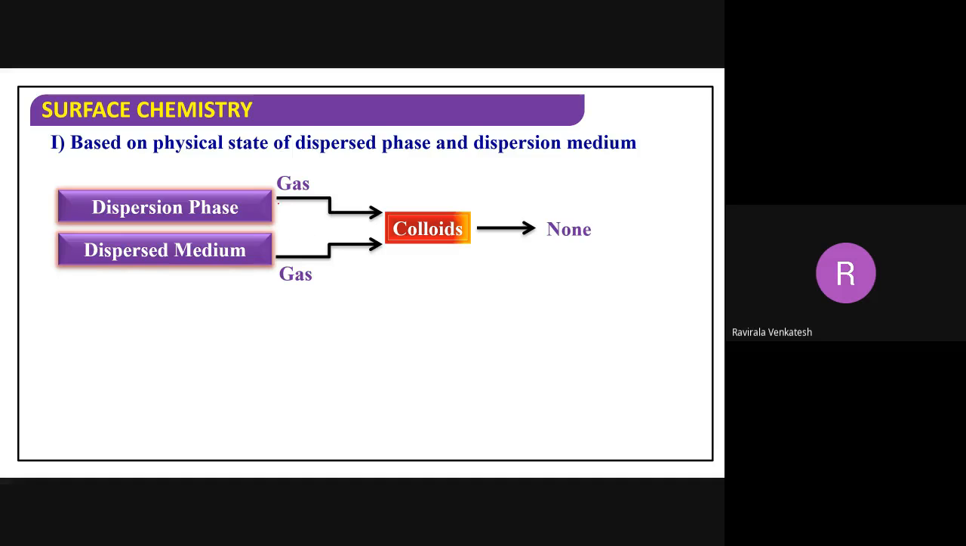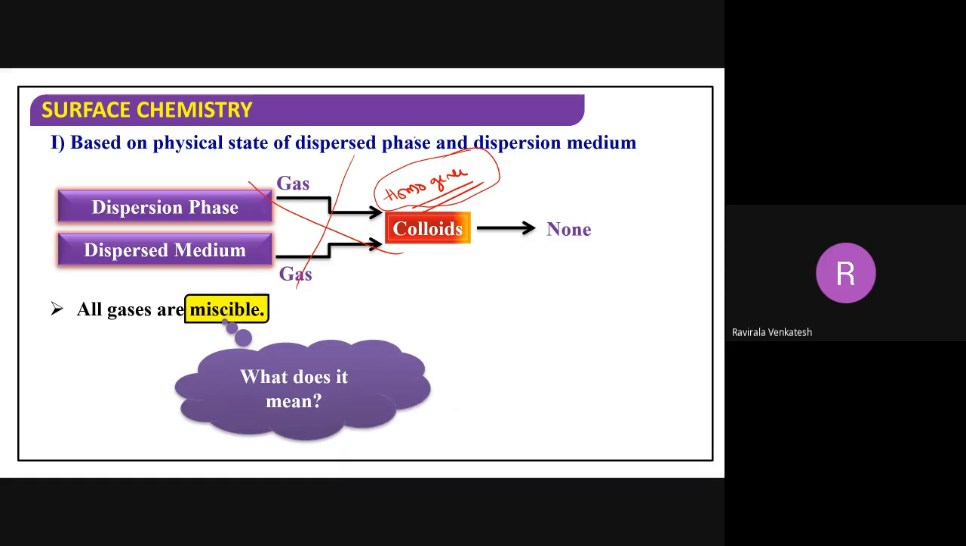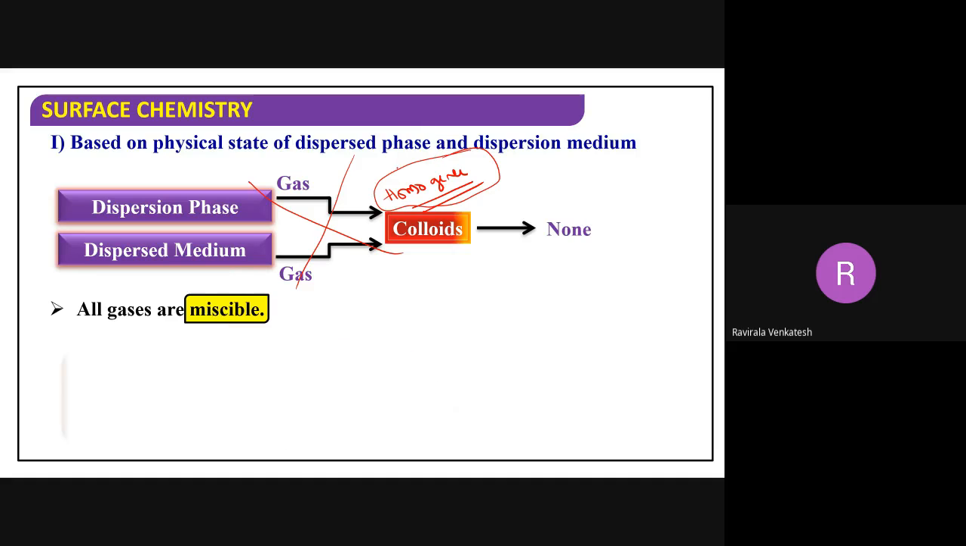Gas and gas you can't take. Gas and gas cannot be taken as a colloid. If you get a question like this, why can gas and gas not be called a colloid? Because gas and gas is a homogeneous mixture. Therefore, it cannot be called a colloid. Homogeneous mixtures are called solutions, but not colloids. So this is the classification based on the physical state of the dispersion phase and the dispersion medium.